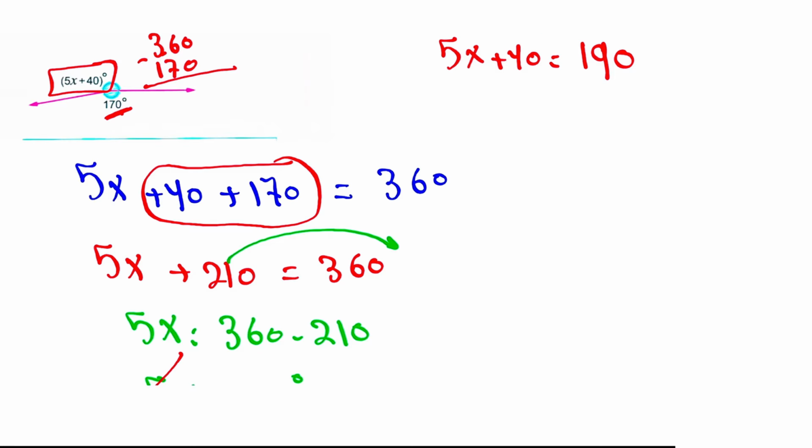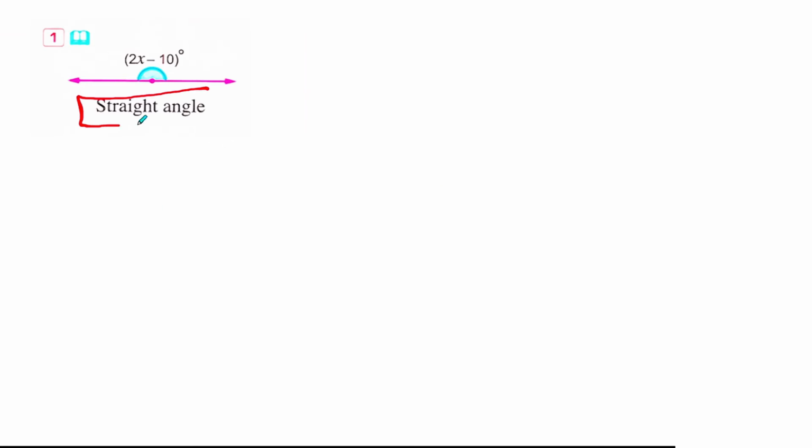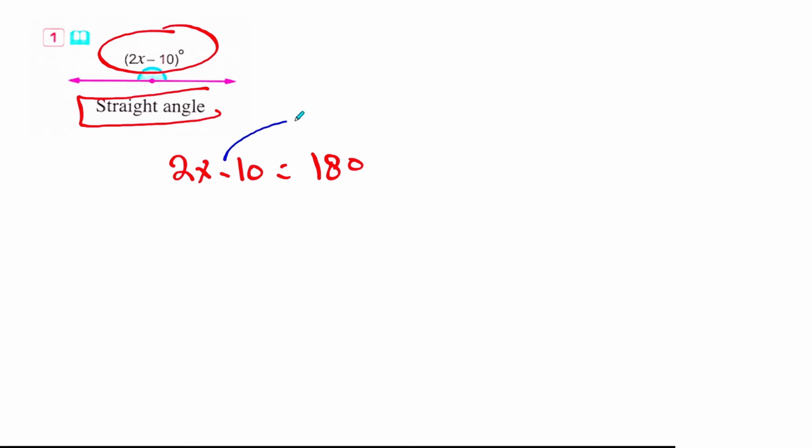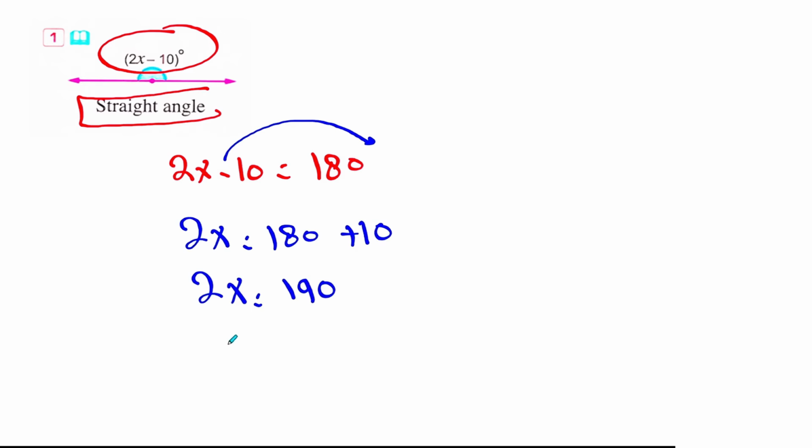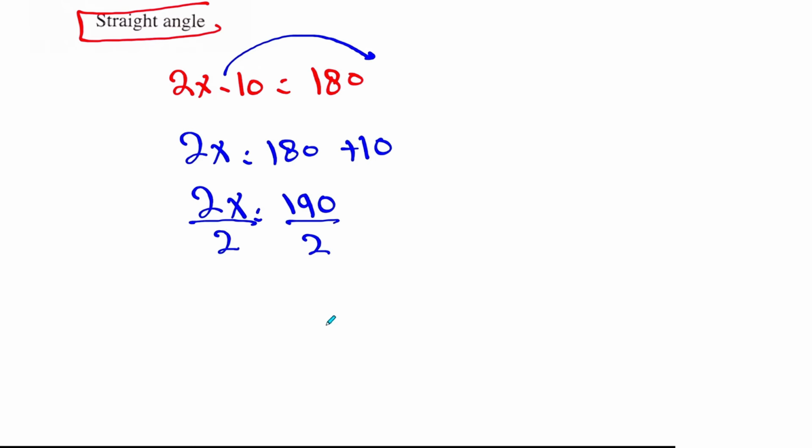No. We will continue with the next question. Here it says straight angle. We will set the expression 2x minus 10 equal to 180. And here we can cancel this term with that one. So what will x be? It will be 95. So the value of x is 95.